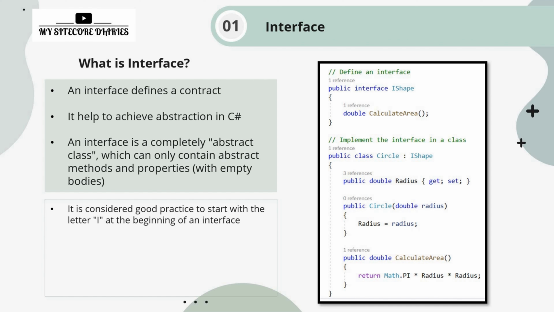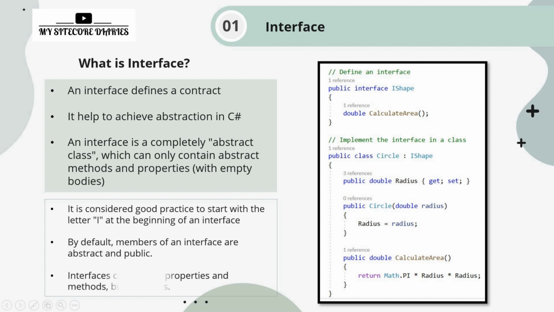It is considered good practice to start with the letter I at the beginning of the interface. So it is a best practice. Globally, everyone creates interfaces with the I letter at the beginning. By default, members of interface are abstract and public. So if you see here, there is no access modifier, but this is always a public method. And it's abstract. No code is there inside.